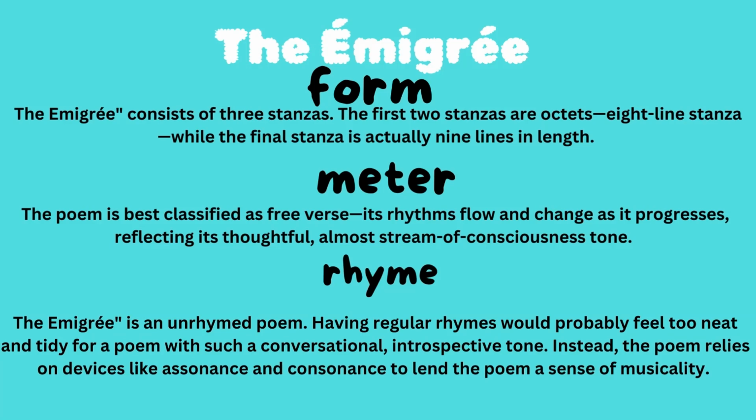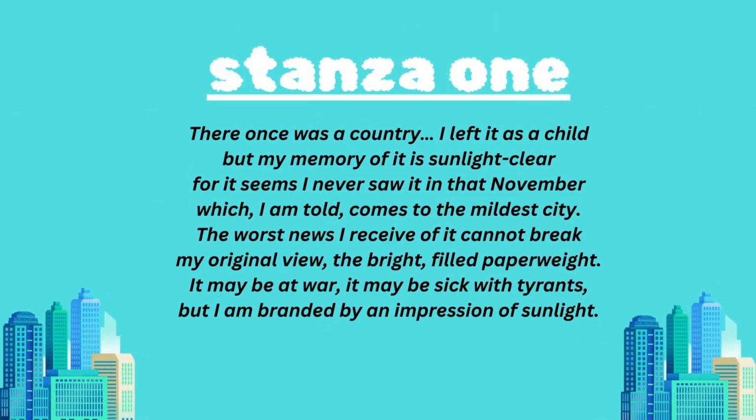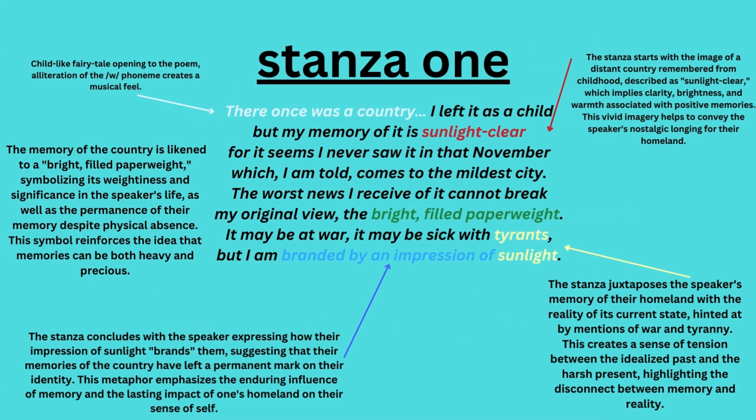Having regular rhymes would probably feel too neat and tidy for a poem with such a conversational, introspective tone. Instead, the poem relies on devices like assonance and consonance to lend the poem a sense of musicality. "There Once Was a Country" is a childlike fairy tale opening to the poem. Alliteration of the W phoneme creates a musical feel.